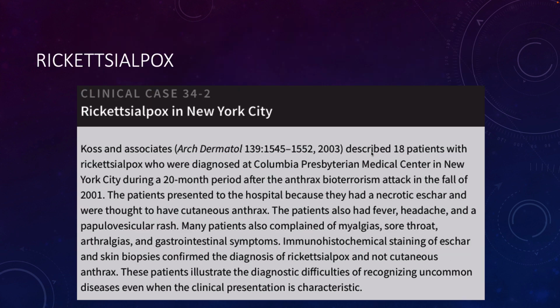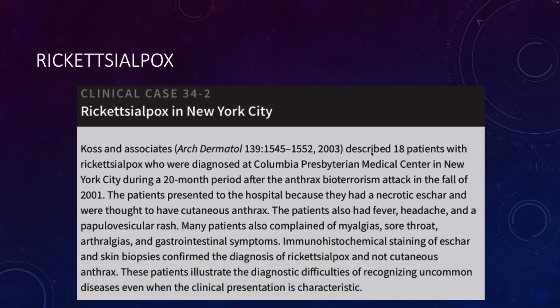So with Rickettsialpox, there were 18 patients with Rickettsialpox in New York City during a 20-month period after the anthrax bioterrorism attack in the fall of 2001. The patients presented to the hospital because they had a necrotic eschar and were thought to have cutaneous anthrax. The patients also had a fever, headache, and rash. Many patients also complained of muscle pain, sore throat, joint pain, GI symptoms. Staining of the eschar and skin biopsies confirmed the diagnosis of Rickettsialpox and not cutaneous anthrax.